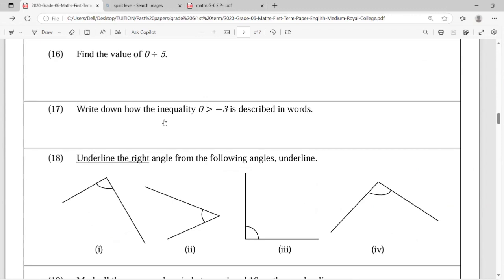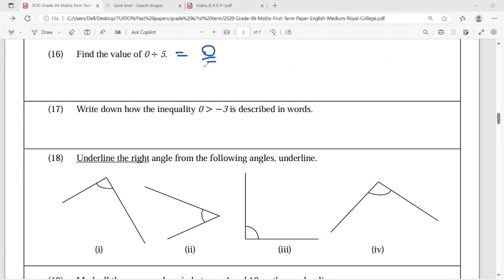Find the value 0 divided by 5. So you need to remember 0. If you divide 0 by any number, the answer will be 0. 0 divided by 5 is 0. And 0 divided by 10 will also be 0. And 0 divided by 2513, that is also 0. Because 0 means nothing. If you divide nothing by anything, the result will be nothing. You don't get any value, right? The value will be 0. So if you divide 0 by anything, the answer is 0. So you need to understand this. You need to remember this.